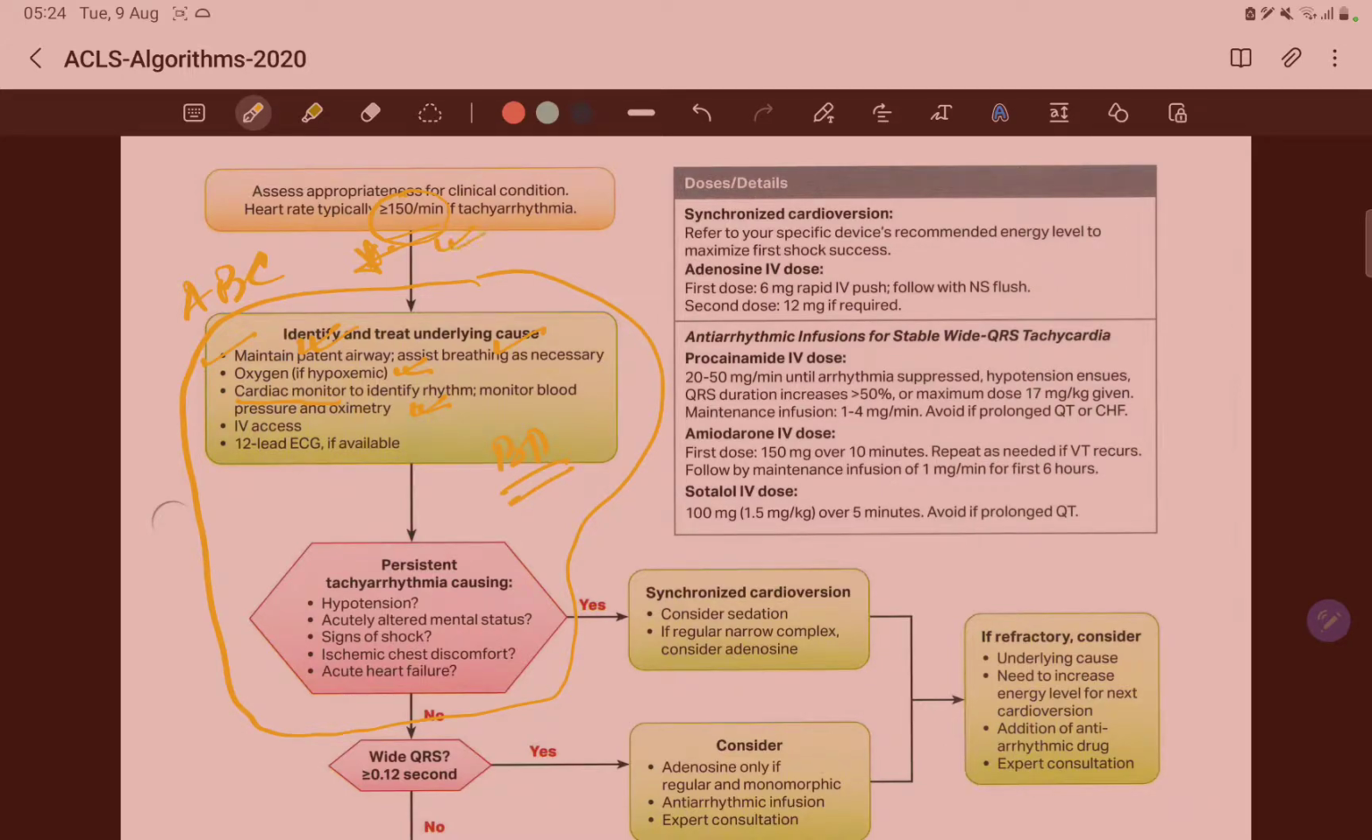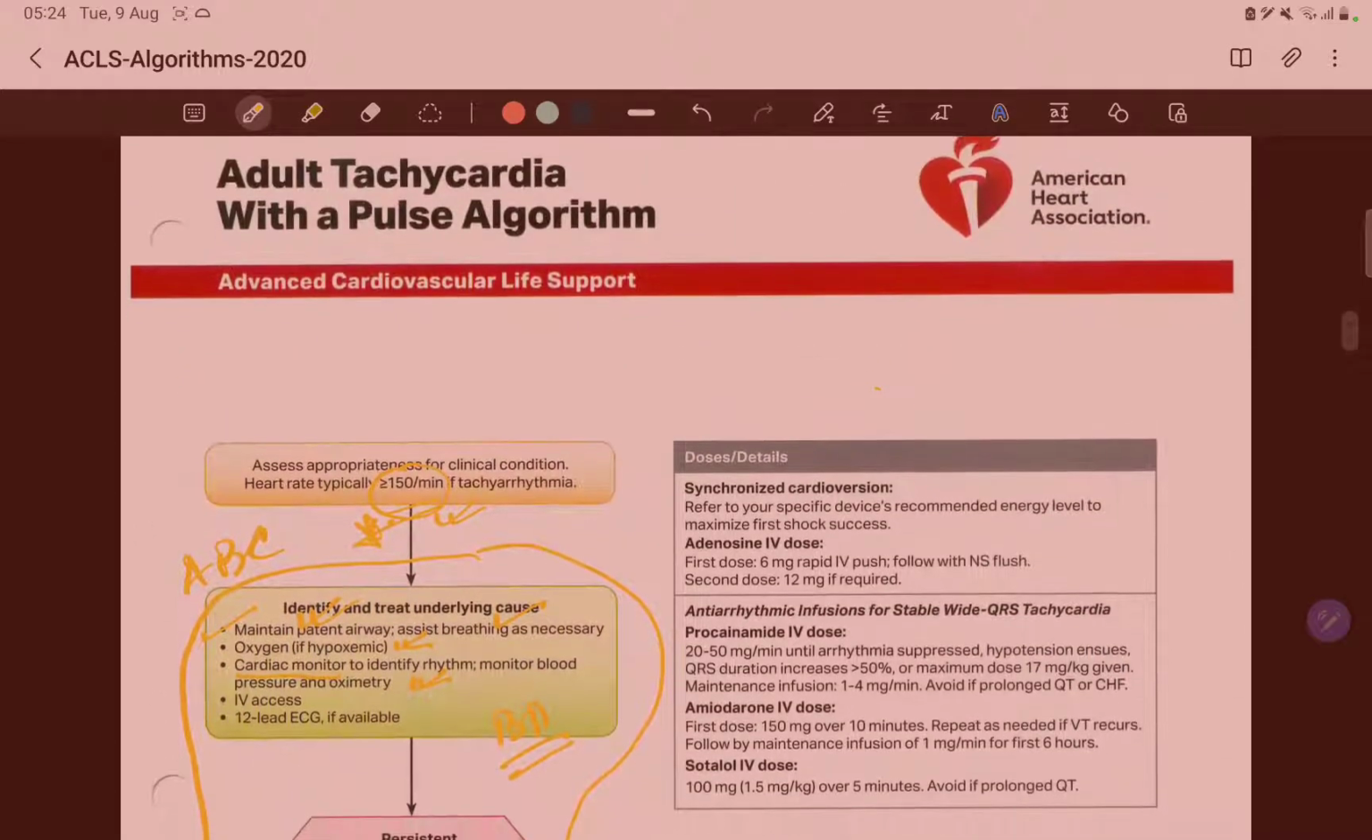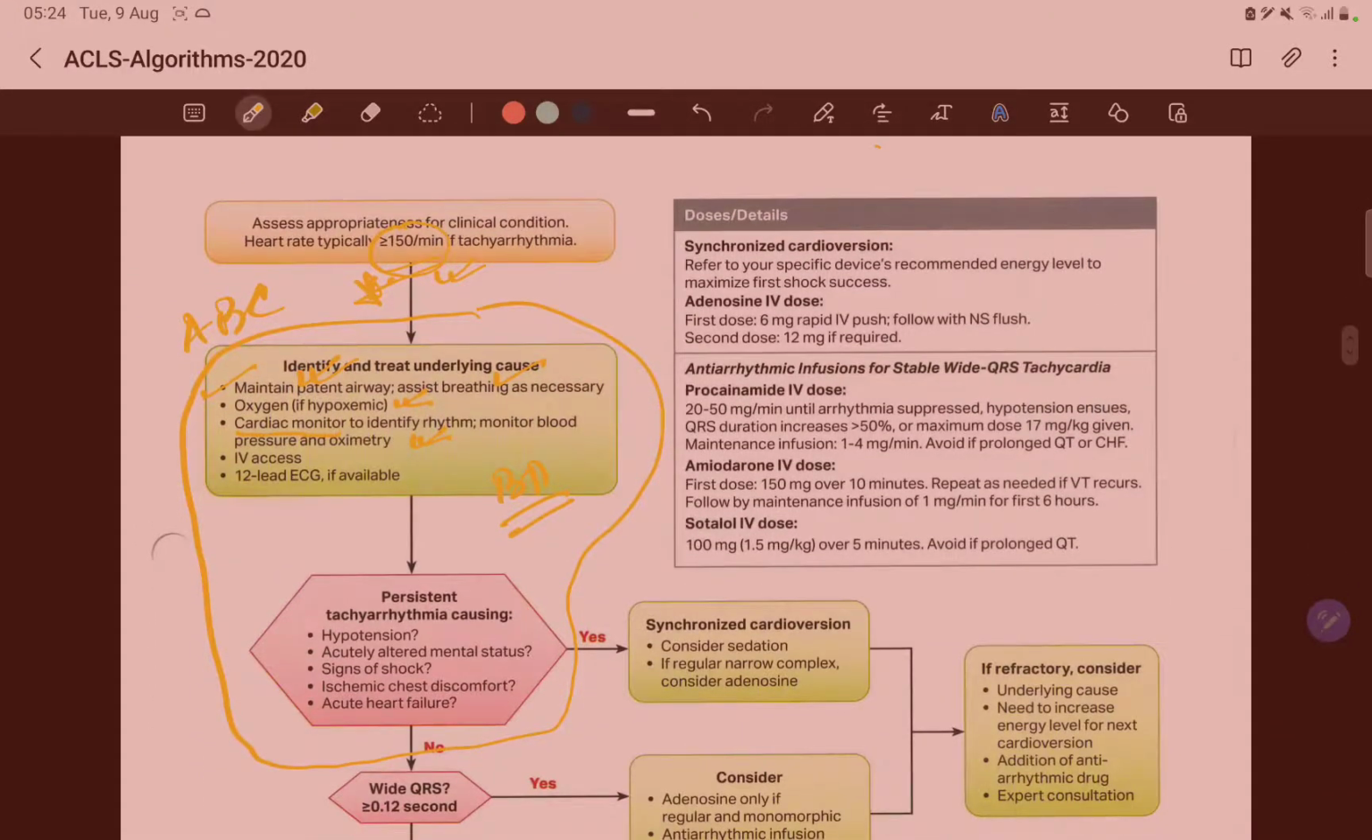Sorry, this is tachycardia, so the blood pressure will be on the higher side, right? The heart rate is also on the higher side. SpO2 may be less. If it is less than 92%, then what do we do? We give oxygen at a rate of 3 to 4 liters per minute. If it is more than 96, we don't give oxygen.